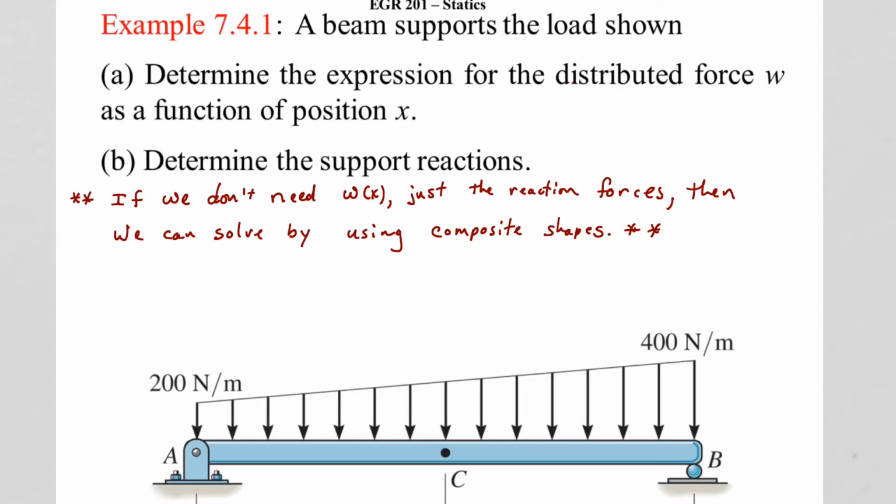Okay, let's revisit our beam problem again. This time though, let's assume that we don't need to solve for A. We don't need to find W of X, or our distributed load as a function of X. All we really need to do is solve for B, finding our support reactions. And if that is the case, then we can use composite shapes to solve this problem.